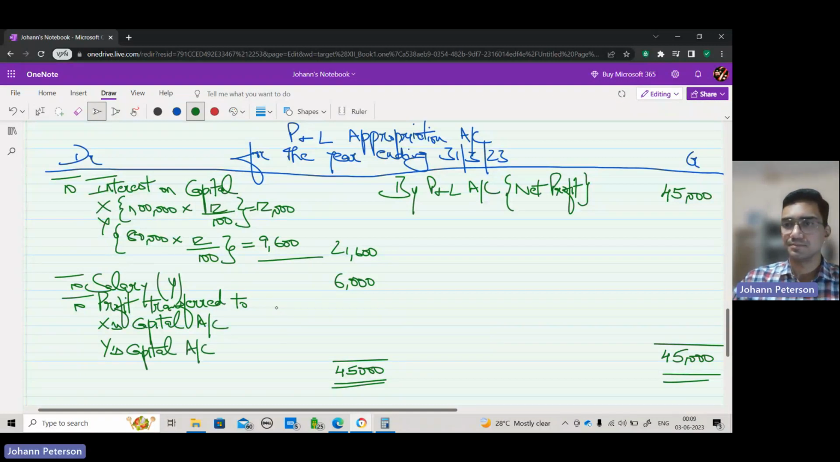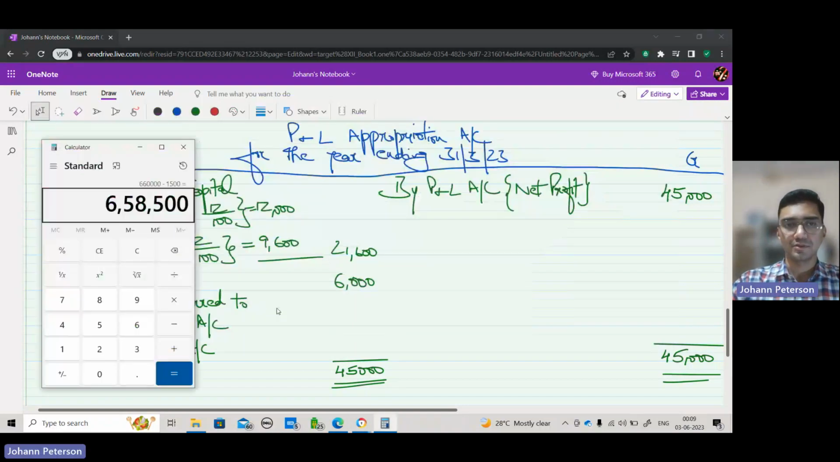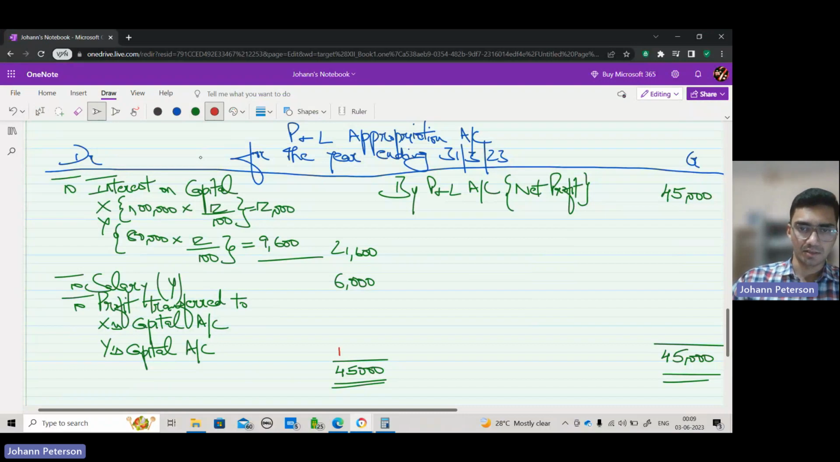So how much is going to come? We know the total is 45,000 minus 21,600 minus 6,000, 17,400. And what is the ratio of the two? That we have to divide it in 2:1. So 17,400 comes out to be our divisible profit. You can write it in red over here. And this we have to divide between the two in the ratio 2:1.